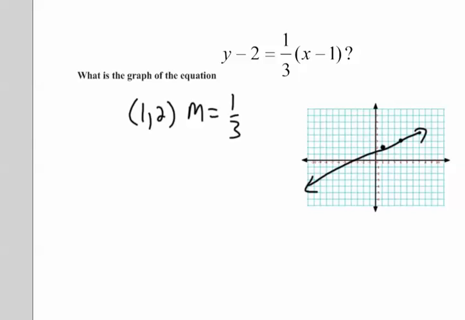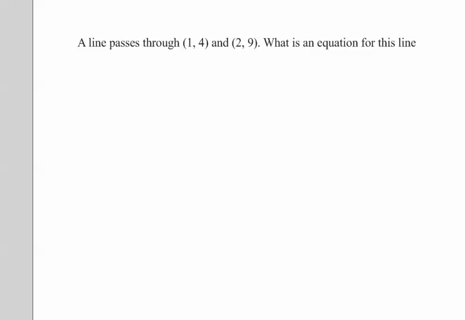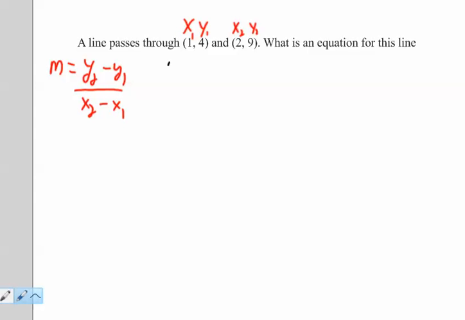Comes out pretty nice. Now, to step our game up a little bit, let's take a look at the next one. A line passes through the points (1, 4) and (2, 9). What's the equation for this line? From a previous video, you're probably already conditioned to label x1, y1, x2, y2, and you probably know that you need your slope formula, which is this one right here. You also need your point slope: y minus y1 equals m times x minus x1.